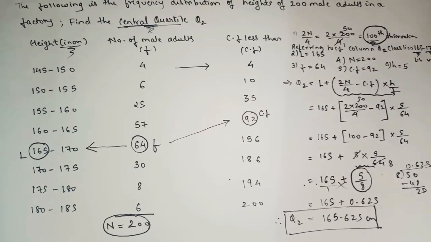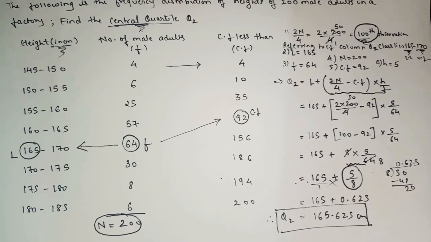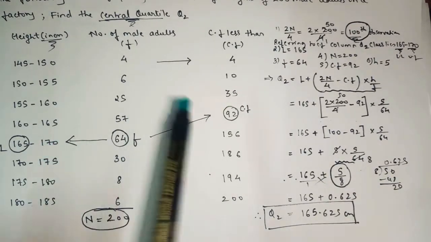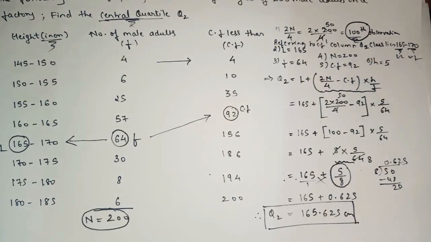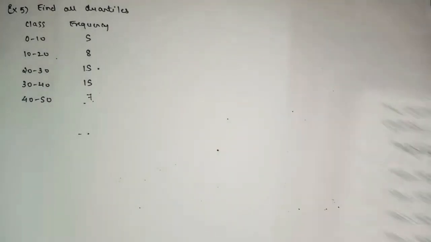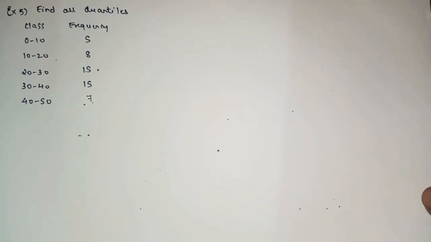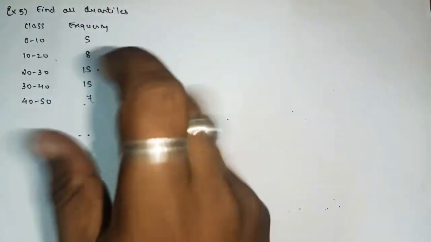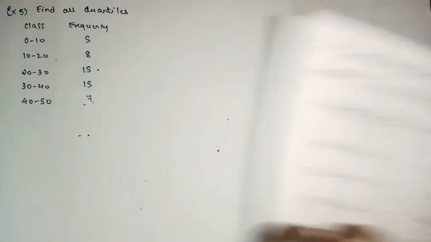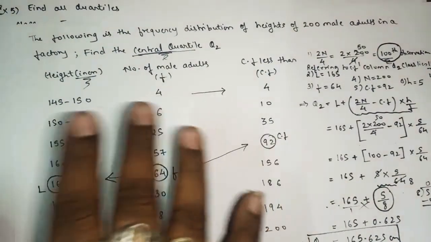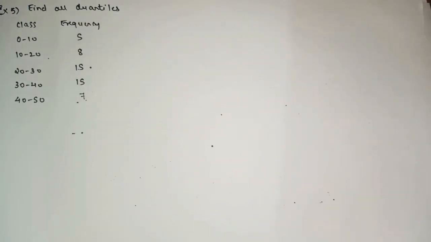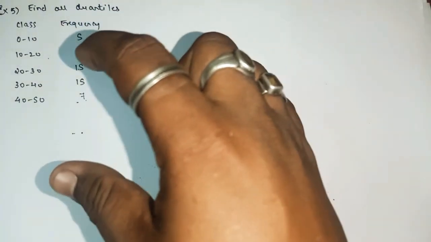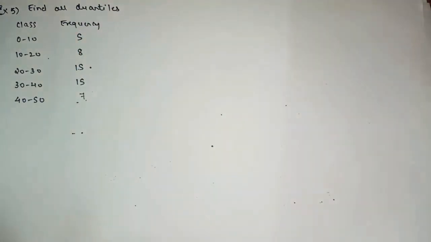So I hope you all understood how to present your sum in the exam, and how to find the value of F, L, N, CF. So we'll take one more example, but here in this sum we'll see how to find all the quartiles. As in the previous sum it was said to find only the central quartile, only Q2, but here in this example we'll take the same sum but we'll find all the quartiles.